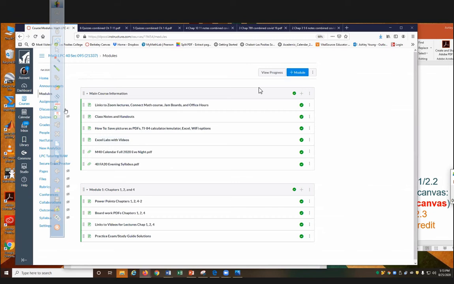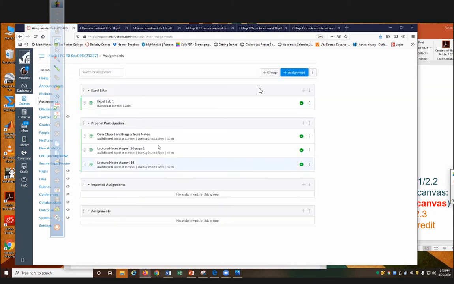If you go to Assignments, that's where you're going to turn them in. In here you're going to have Excel labs for our assignments. You'll have discussion boards. We'll have some discussion board assignments which aren't there yet. And then these aren't really assignments, but they're the proof of participation, the things you're going to turn in each class.